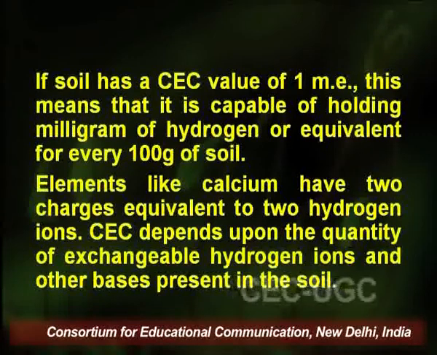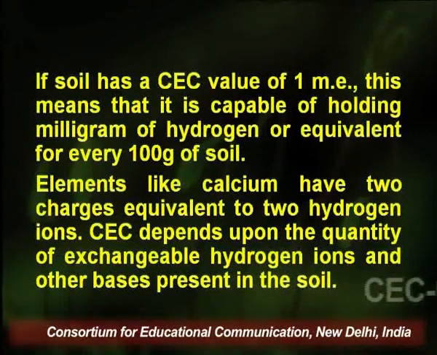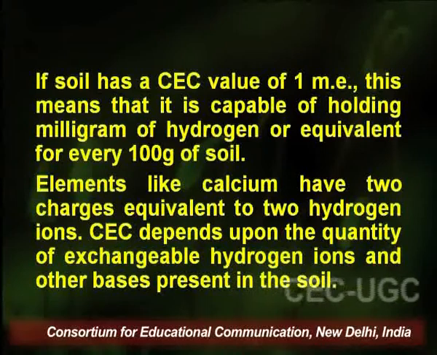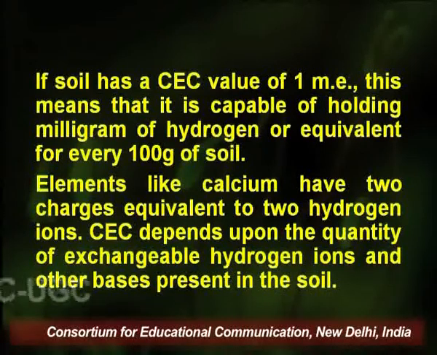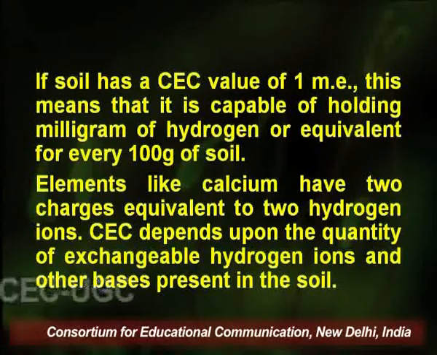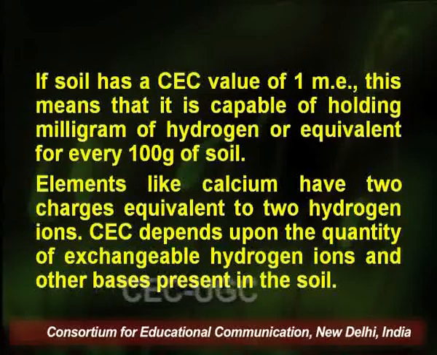If a soil has a CEC value of 1 milliequivalent, this means that it has the capability of holding 1 milligram of hydrogen or equivalent for every 100 grams of the soil sample. Elements like calcium have 2 charges, equivalent to 2 hydrogen ions. This we all know. CEC depends upon the quantity of the exchangeable hydrogen ions and other bases which are present in the soil.